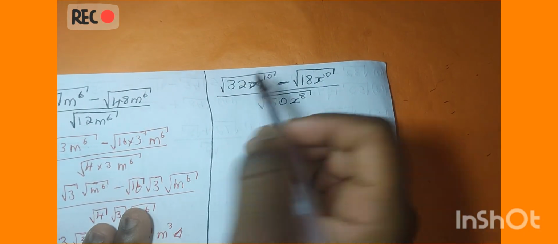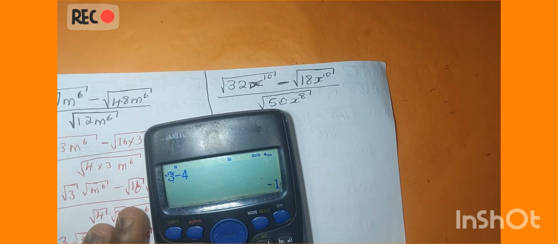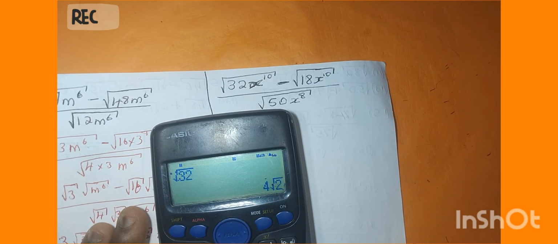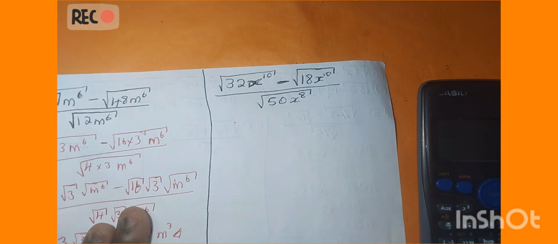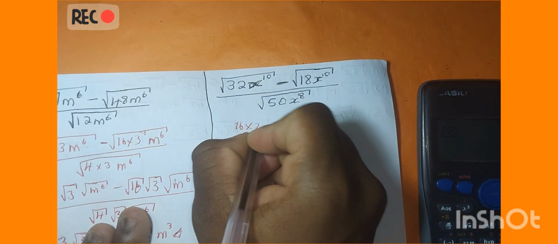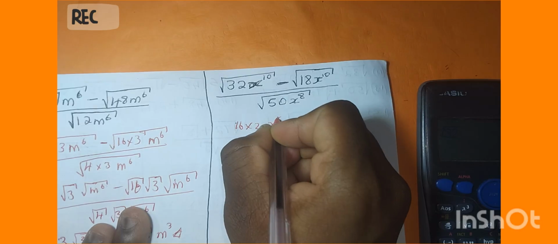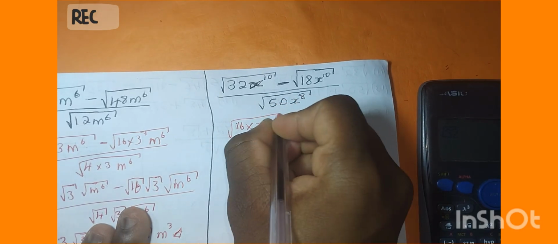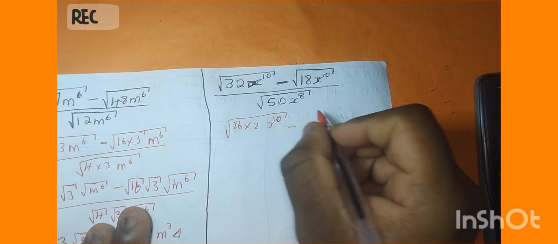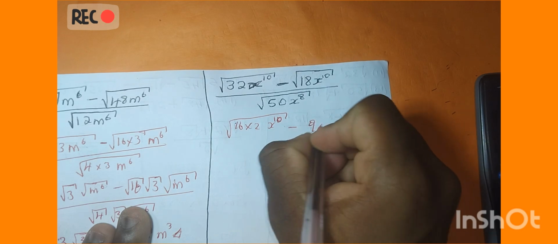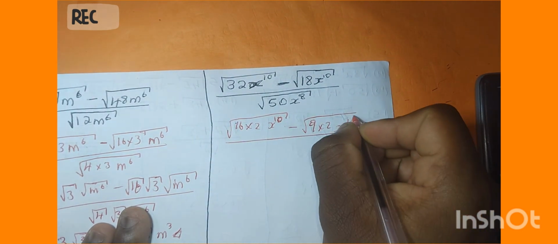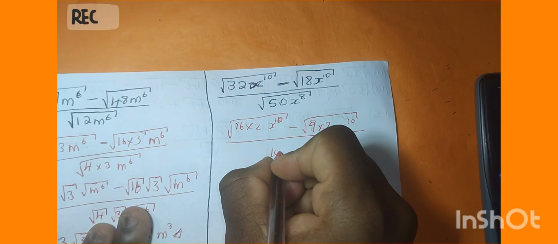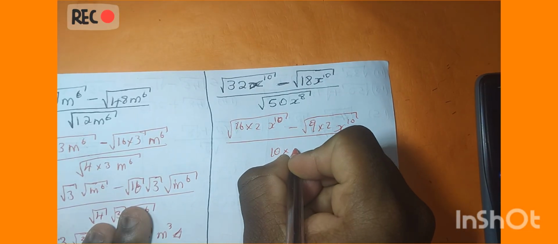So for this one, guys, straightforward, I can just take the square root of this thing, which is what I get. The meaning here, it will be 16 multiplied by 2, x10, minus 9 multiplied by 2, x10. Divide them, which is 10 multiplied by 5.